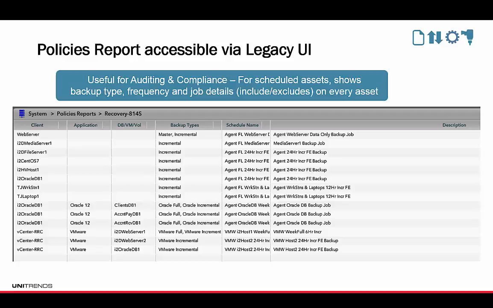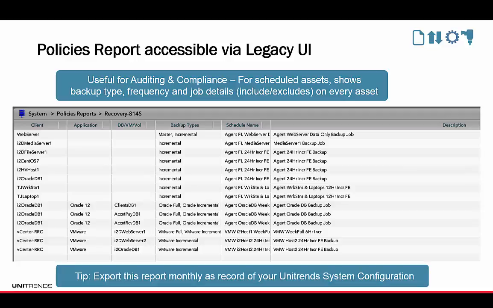Some of this information is in the protection summary, as I mentioned. You just have to learn how to read that report and get this same information out of it. It's not organized in one big table like this anymore. And once again, as I mentioned, you want to make sure you export this report monthly, or before and after any major configuration changes to your Unitrends system, so you have a record of how your assets are configured and scheduled for backup jobs.